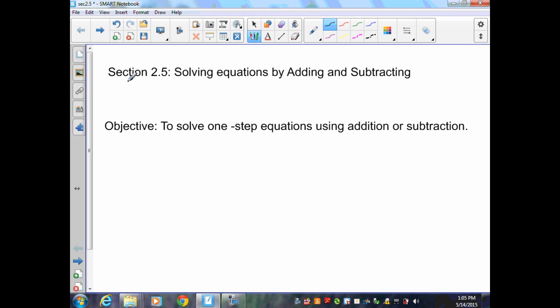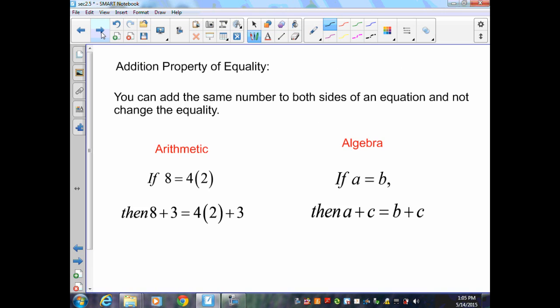Section 2.5, solving equations by adding and subtracting. The addition property of equality means that I could add the same number to both sides of an equation and not change the equality. Here's what it looks like with the arithmetic version.